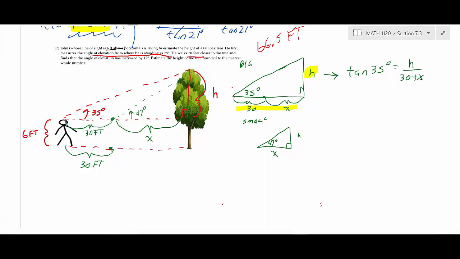Does that make sense? Now we're going to do the same thing with the small triangle. So now we're going to have the tangent of 47 degrees is equal to opposite over adjacent, so it's going to be h over x, like that, and those are the two equations that you have to put together to solve this problem. Now, ultimately, what we're doing on this problem is we're looking for h. Our goal is to find h.